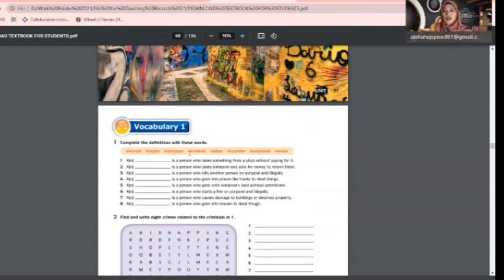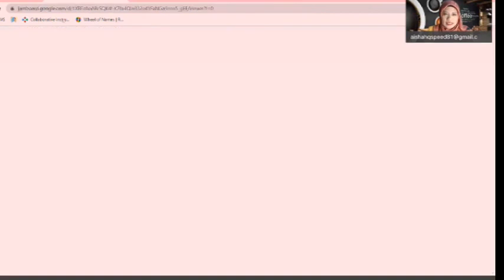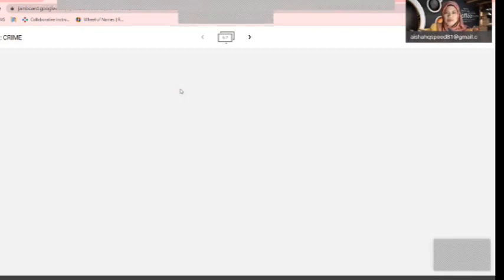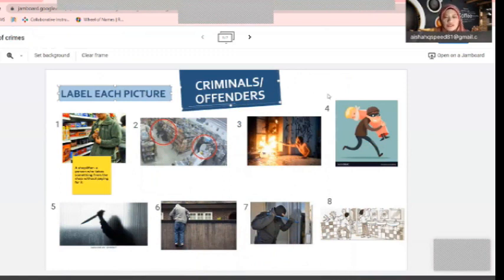So what I did in my earlier lesson was I designed my slides on Jamboard, taking the information from the textbook but changing it a little. Now let's take a look. I'm going to share with you first the initial Jamboard, meaning before students attempted it, before we carried out the lesson. So this is my preparation. This is how I prepared the lesson before class.